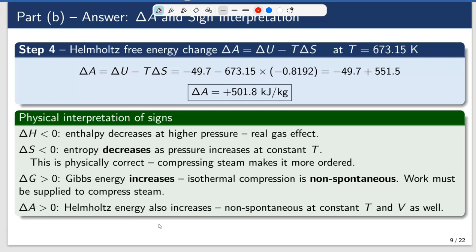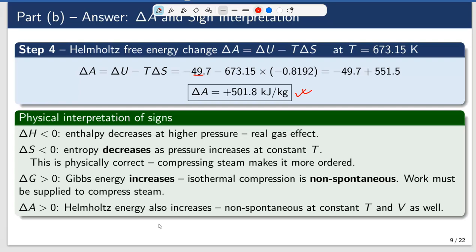Okay, now we can calculate the Helmholtz free energy change. So del A is equal to del U minus T delta S. With all the data we have, we plug in all these values, and we will get del A is equal to positive 501.8 kilojoule per kg. I am not going through that calculation, you can check that. In my calculation we got this.